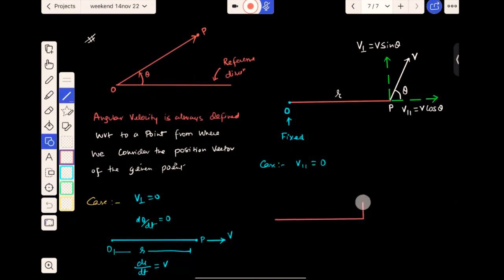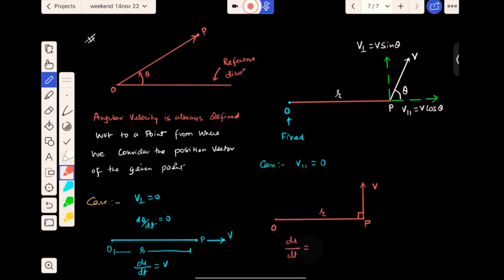Next case, if I take v parallel is 0, it means whatever velocity I see of P by sitting in the frame of O, it's going to be only along the direction perpendicular to the line joining OP. Now, in this case, you can tell that dr by dt will be 0, no? And the only thing that our point P does is to go around. Point P is neither moving towards O, nor is it moving away from O. So what exactly is it doing? It is just going around O or not? Tell me.